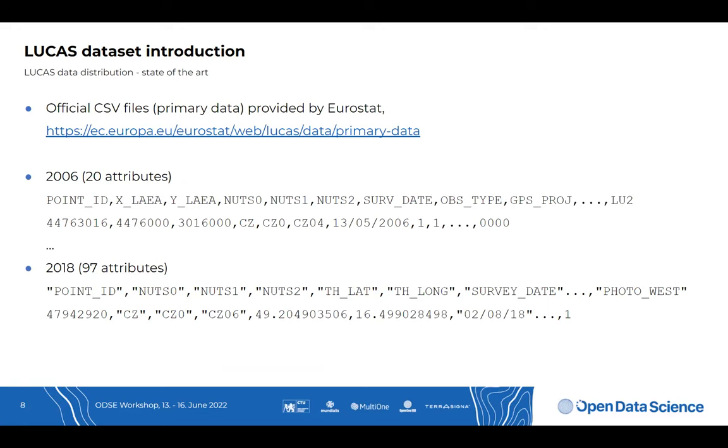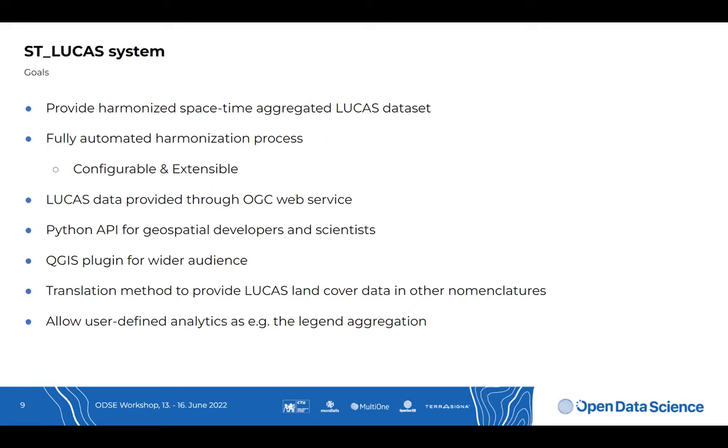Here is information about how the data are distributed. They are distributed as plain CSV files. Here is an example for a single point, a single observation in 2006 and 2018.